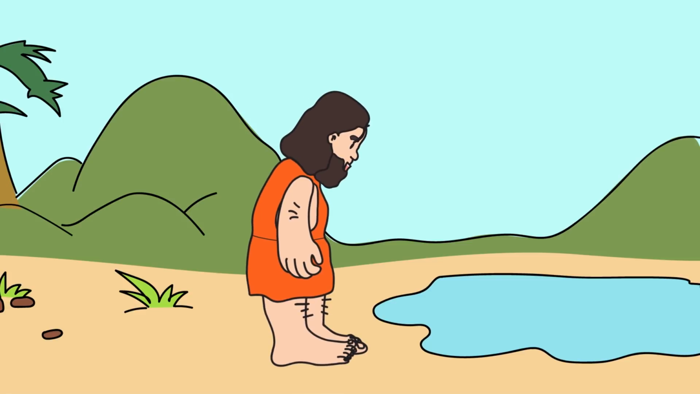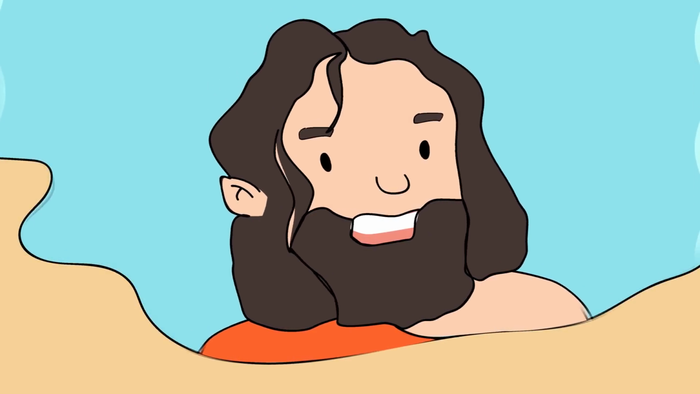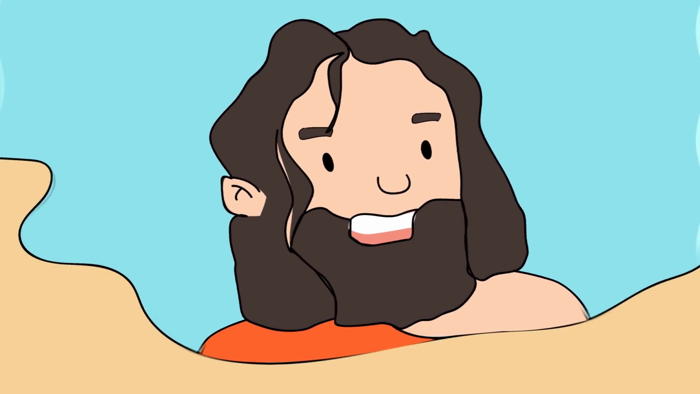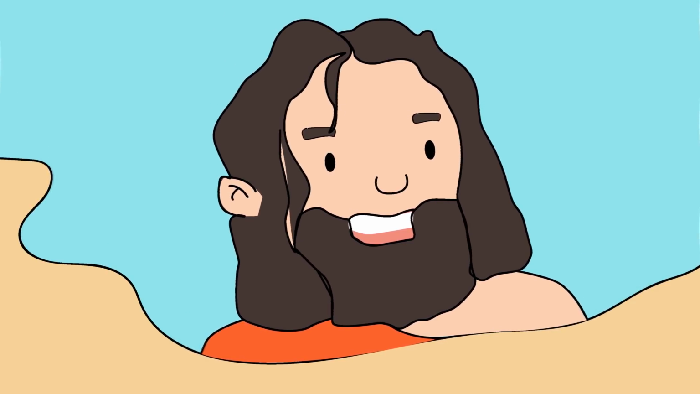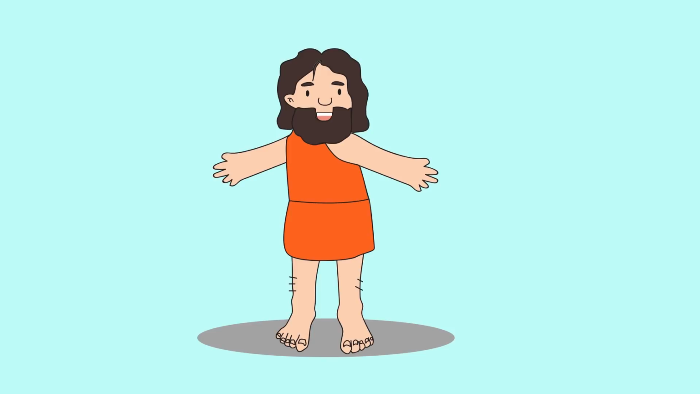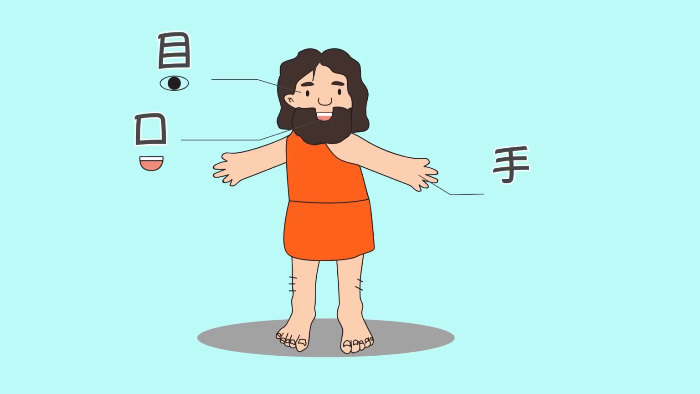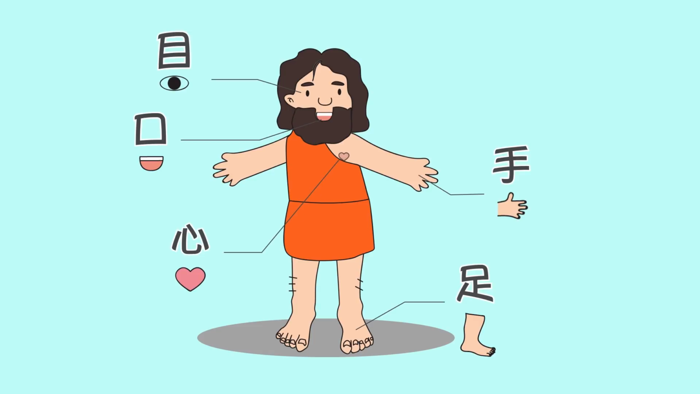Then, Man took a look at his reflection and realized that he would need characters for all these things he sees. So he created characters and radicals to match what he saw. There's 目 for eyes, 口 for mouth, 手 for hands, 足 for foot. He created the character 心 for his heart.